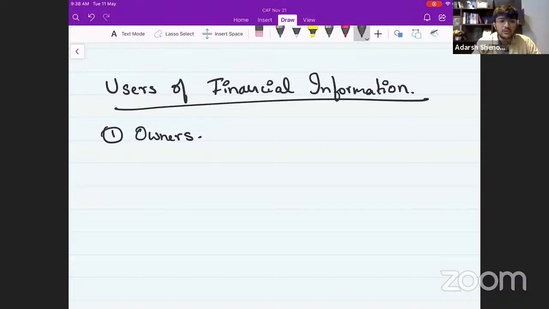When we say owners, it doesn't mean 100% owners. Even one share out of 1 lakh shares in the company, if you own even one share, you become an owner in the company. The only way for you to know about the company is through the financial information. So these are pretty important users of the financial information. Who else?